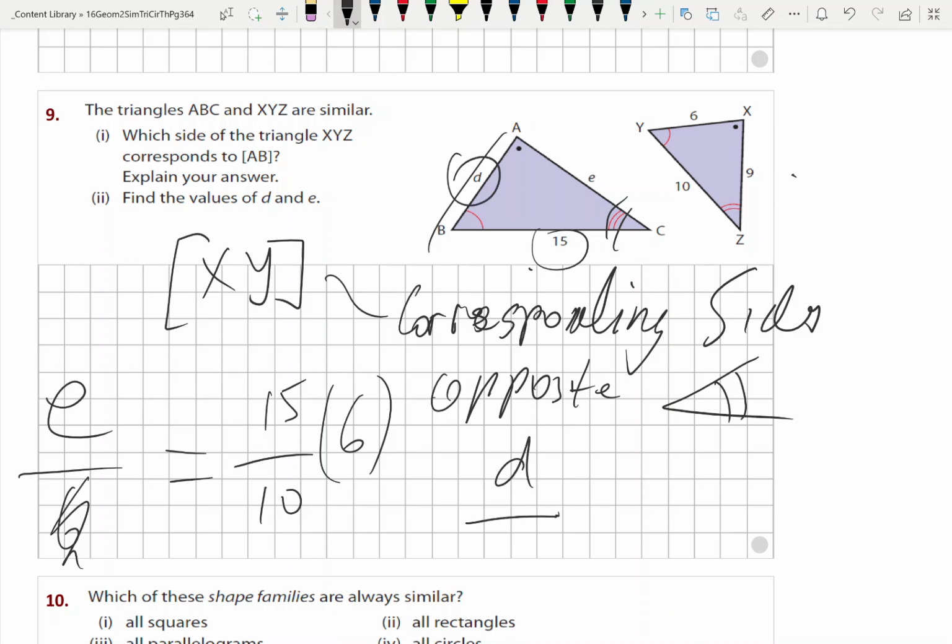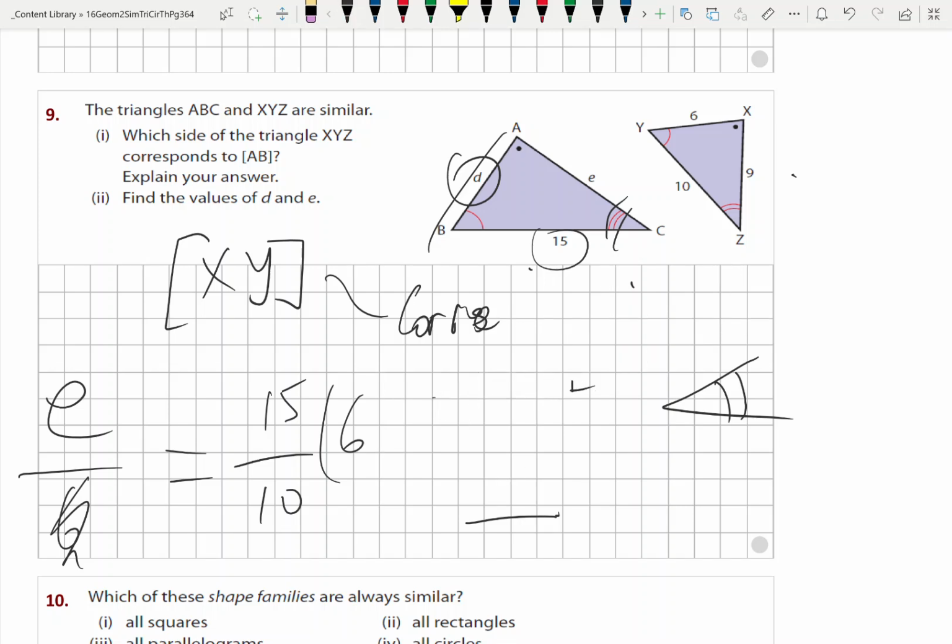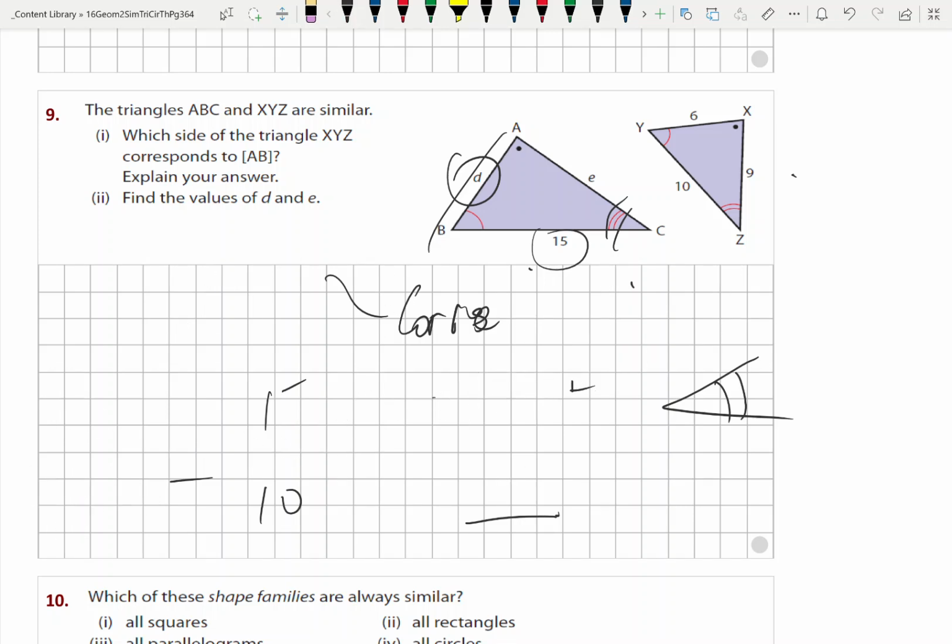Hang on, did I not just do D? I did E. E was opposite the single. What a mistake. Let's start that whole thing again, just to be safe. Made a mistake.